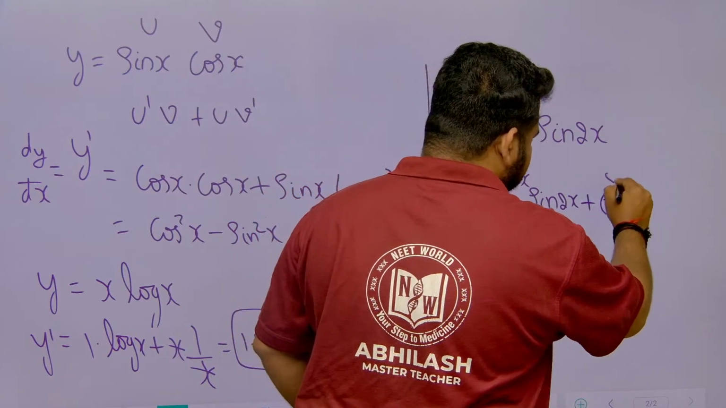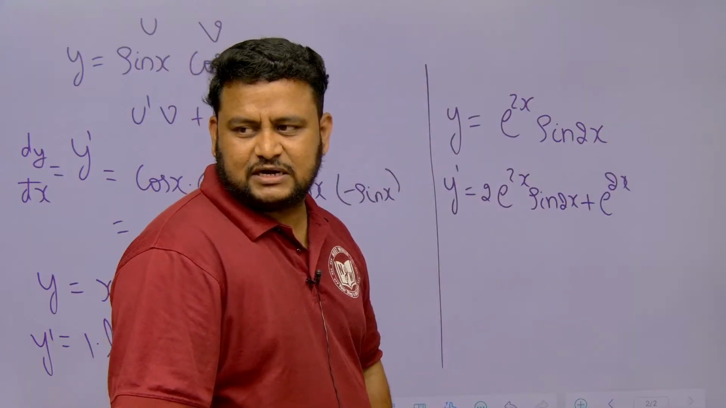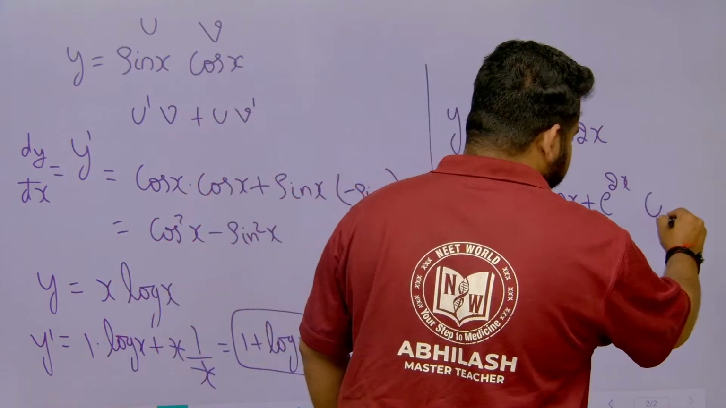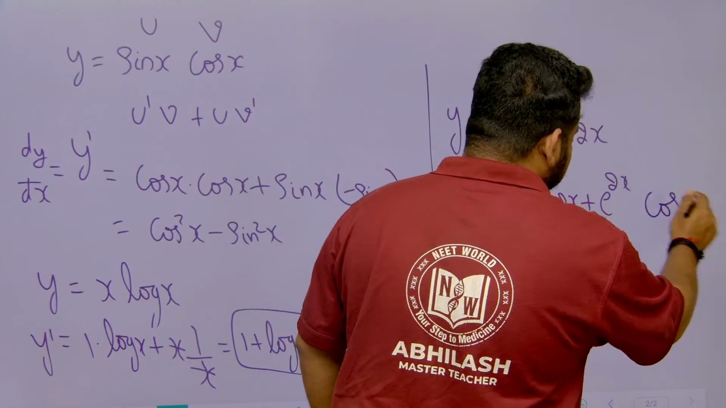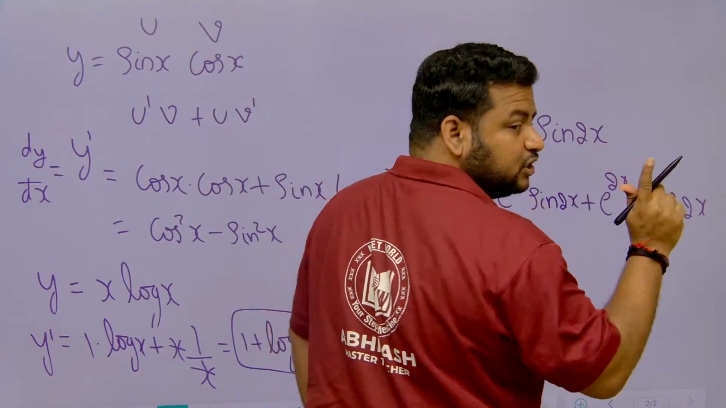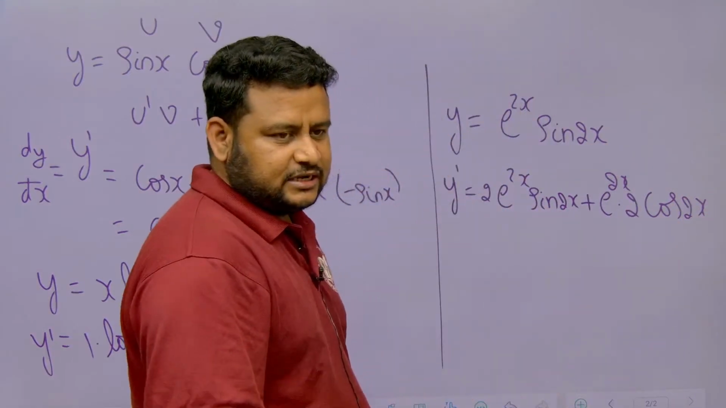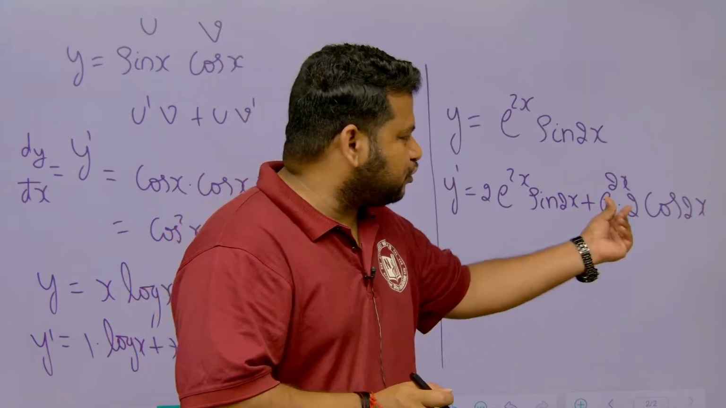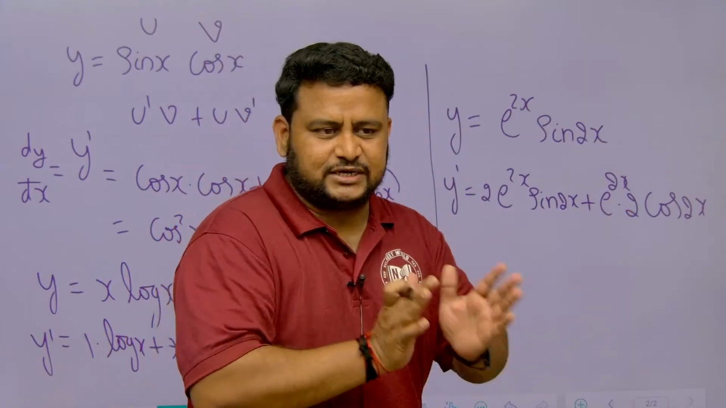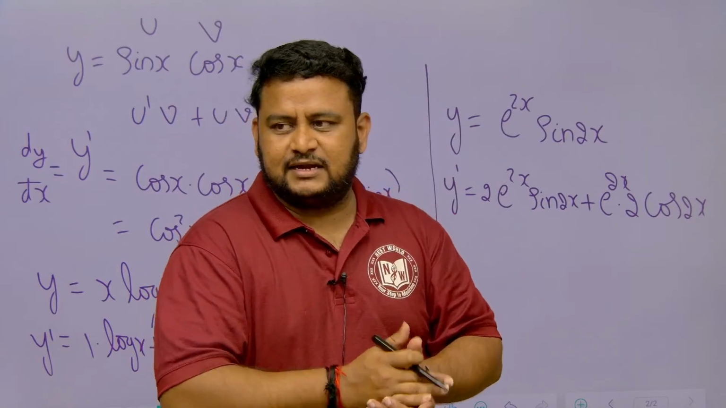Then e power 2x, you should differentiate sin 2x. Differentiation of sin 2x is cos 2x, but inside we are not having just x, we are having 2x. Differentiation of 2x is 2, so I should write 2 here. In differentiation, remember one thing: whatever the coefficients are, you will write them next to it, but in integration you will write them below in the denominator.